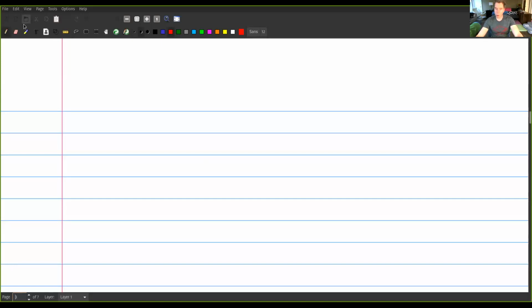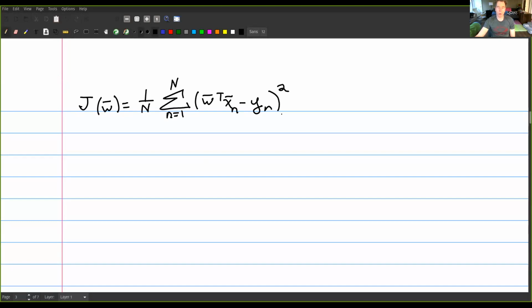We're going to start with the usual in-sample error for linear regression, which I will denote with a J here. So this is 1 over n times the sum as n goes from 1 to n of (w^T x_n minus y_n) squared. The n and the y are indexed because they're scalars, and there's a square here. So this is just ordinary least squares error. This is mean squared error, right?